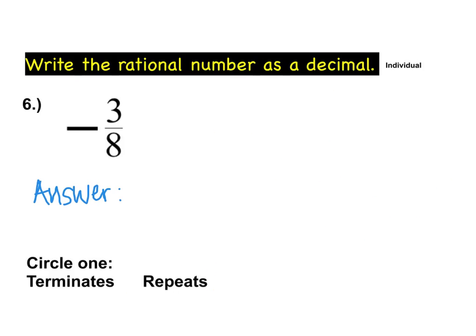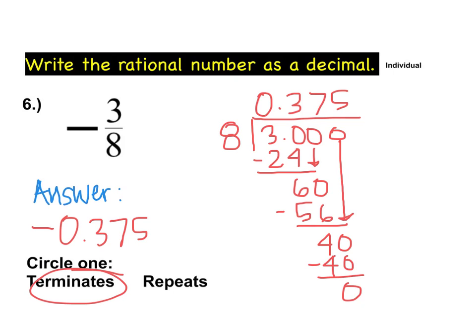Go ahead and try number 6, then start up the video when you're ready to check your answer. All right, here's my answer and my evidence. So it is negative 0.375. This is a terminating decimal. And when I look at my evidence, I can see that it's a terminating decimal because instead of seeing a repeating pattern, I get to 0. I'm able to finish dividing completely.